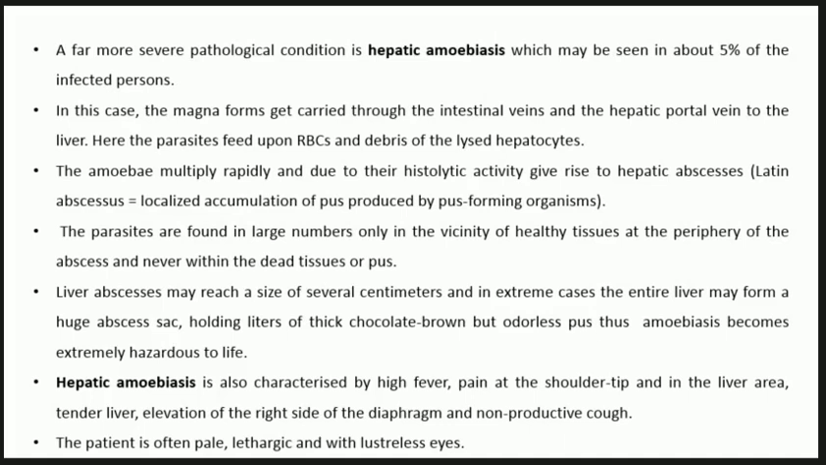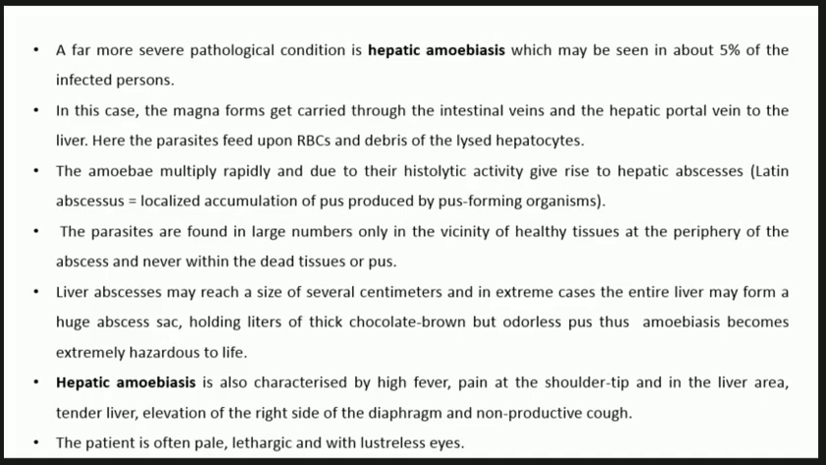This hepatic amoebiasis is also characterized by high fever, pain in the shoulder tip and the liver areas, and tender liver elevation. So there will be swelling of the liver. The doctors will check by finding out whether swelling is there or not. Definitely there will be pain. So this is one of the conditions.